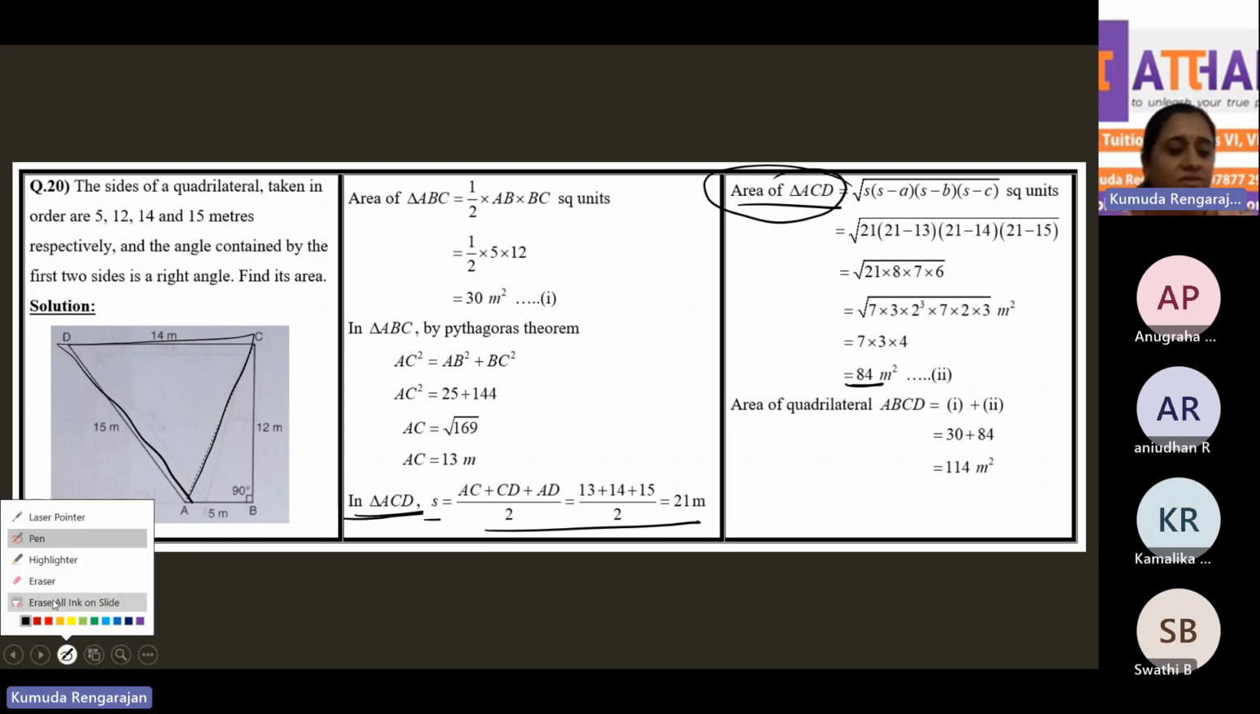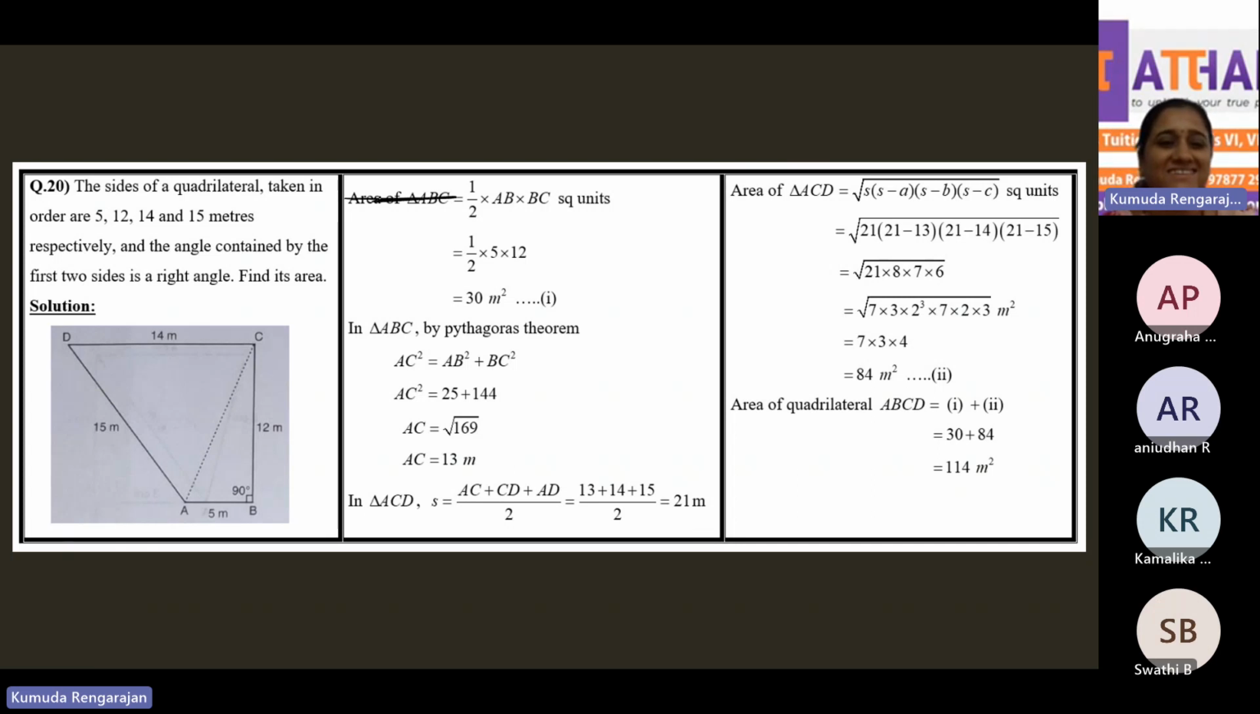You're writing your answer like this. Your answer is like this.